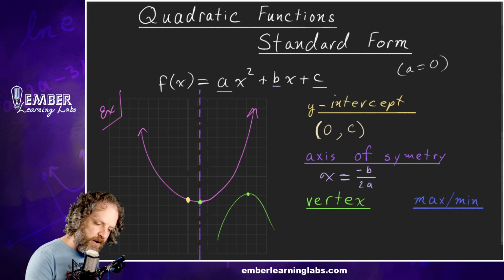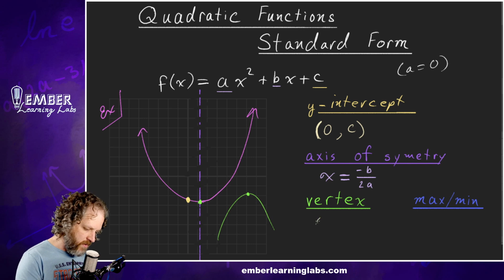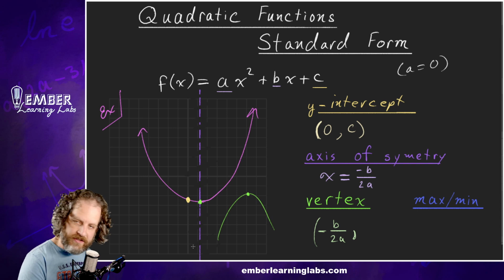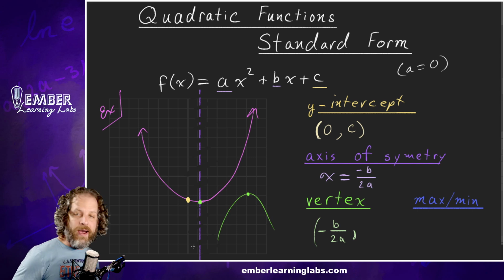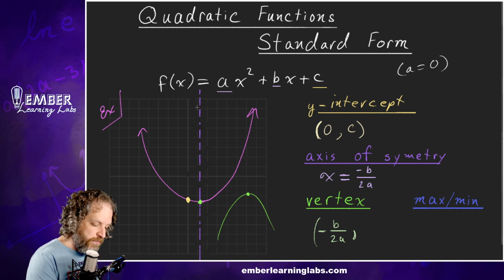So to find the x part, we just do negative b over 2a. And you may have already guessed how to find the y part. Negative b over 2a. So it's the same as the axis of symmetry. That makes sense, right? Because that's the x part of the vertex, all x is the same all along that space, right? So to find the y part, you plug it in.